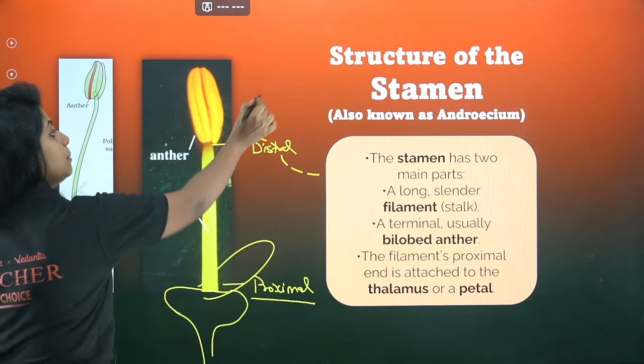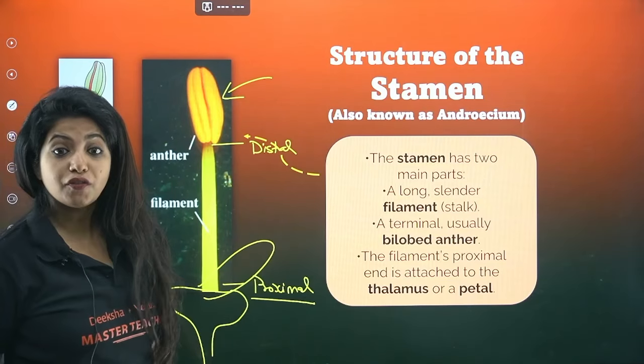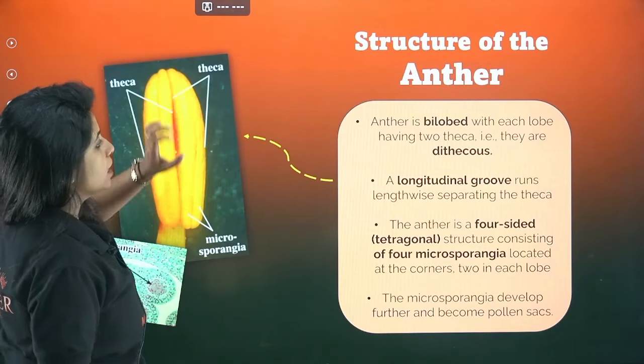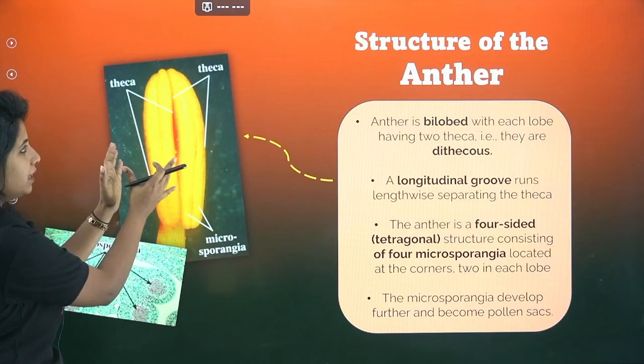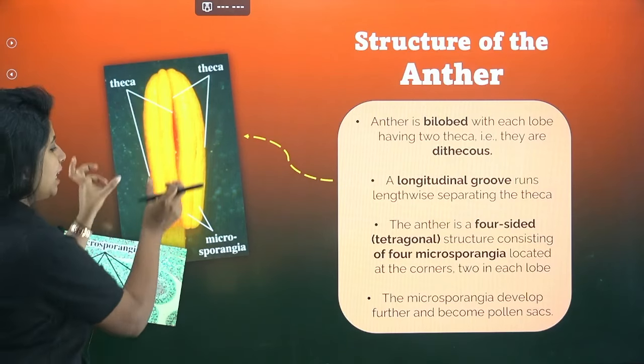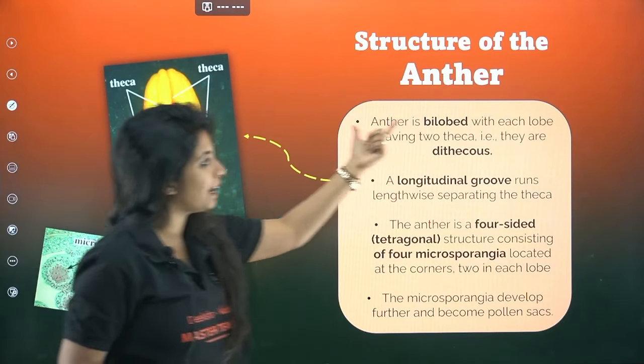Now we go deep dive into the structure of anther. This guy is super important. So anther, my dear children, if I zoom it in, it looks like this. So as I said, it is made up of two lobes. So it is a bilobed structure.